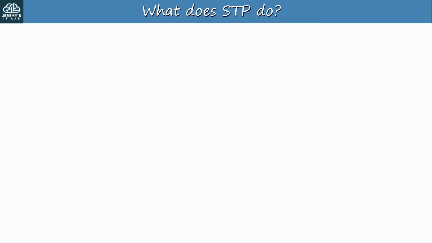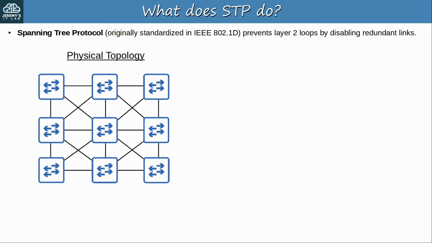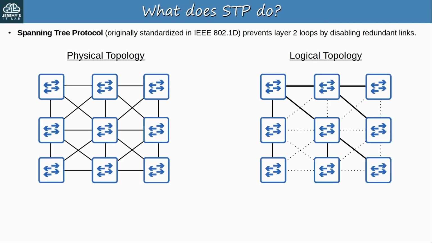So, what does STP do? How does it prevent layer 2 loops? STP, originally standardized in IEEE 802.1d, prevents layer 2 loops by disabling redundant links. Here's an example LAN with many redundant links. This LAN is certainly resistant to hardware failures, but without STP, a single broadcast frame would soon multiply and take down the LAN. With STP, redundant links can be disabled, leaving only a single active path between any two destinations in the LAN. This is a loop-free topology.